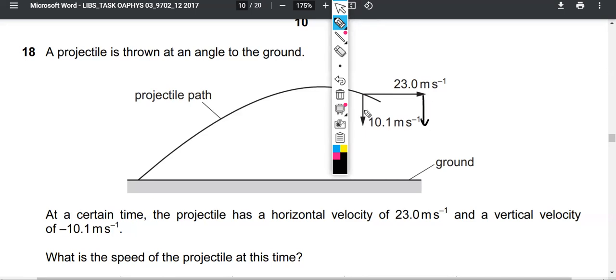using Pythagoras' theorem, right? Like this 10.1 vector we could put over here. We can kind of see what the trajectory is at that point. If we wanted to, we could calculate the angle there and get the full vector information. But all we have to do is, the negative sign doesn't matter too much here. So it's the square root of 23 squared plus 10.1 squared.